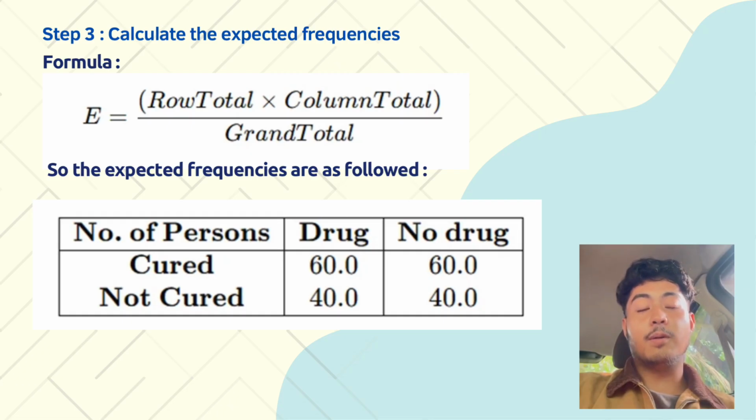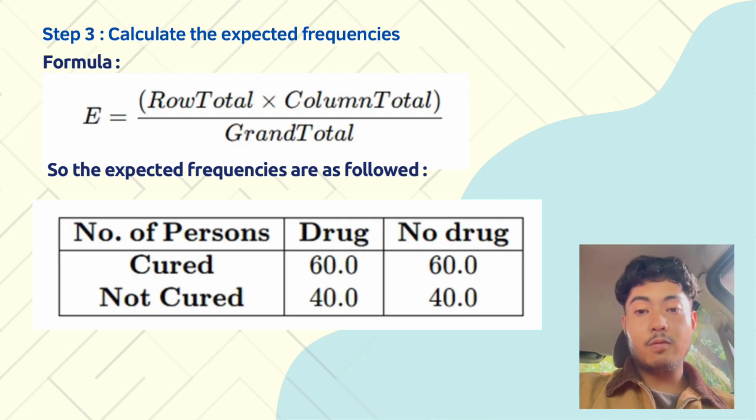First, we need to refer to the observed frequency table, which has the data of all the totals that we need to make the calculations. So for the cured persons, the row total, which is 120, will be multiplied by 100, equal to 12,000, and 12,000 will be divided by 200. So the total is 60. 60 will be the expected frequency for the data.